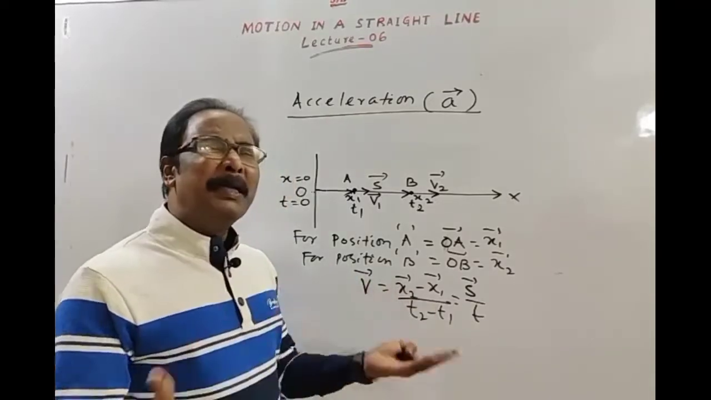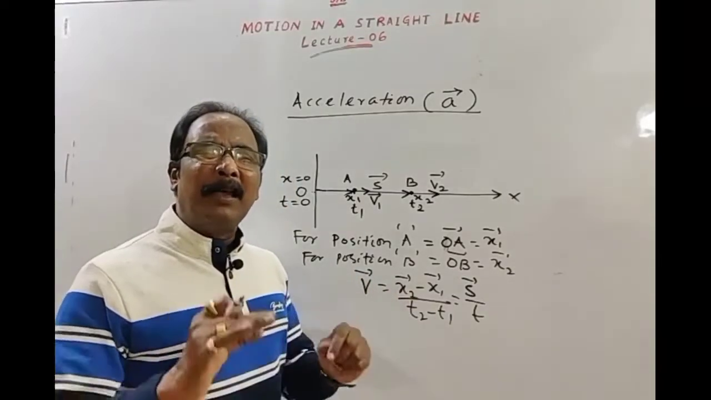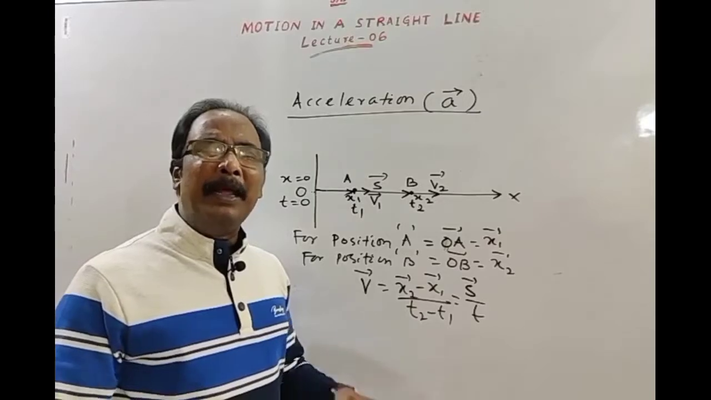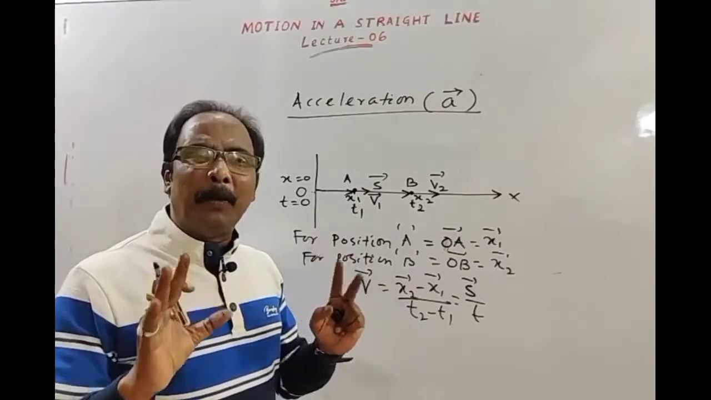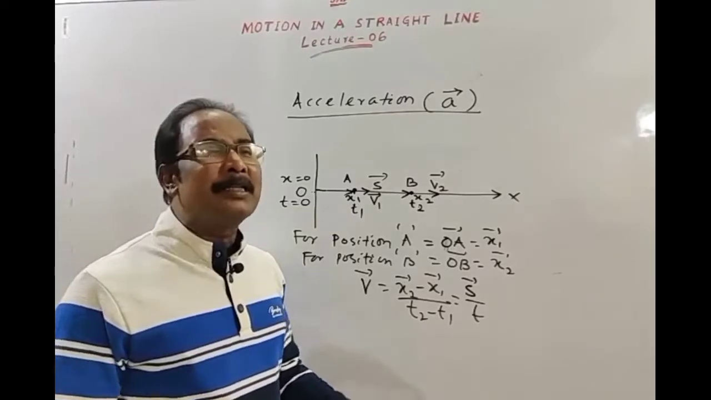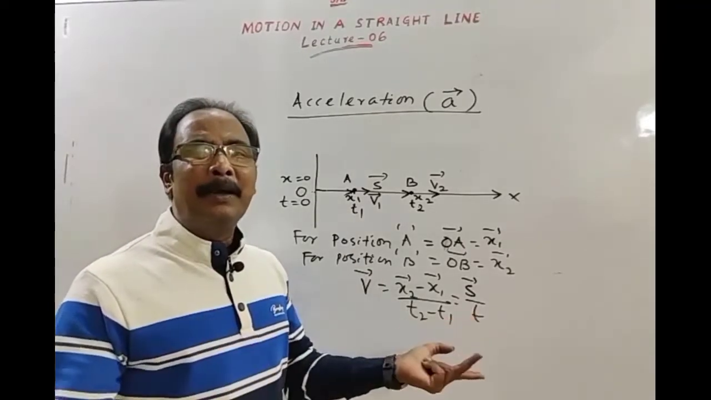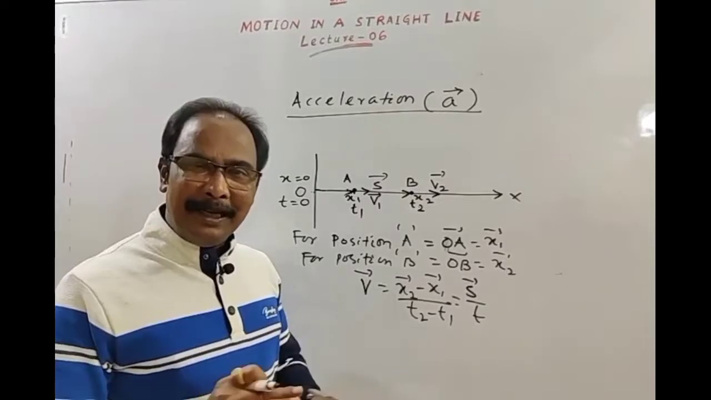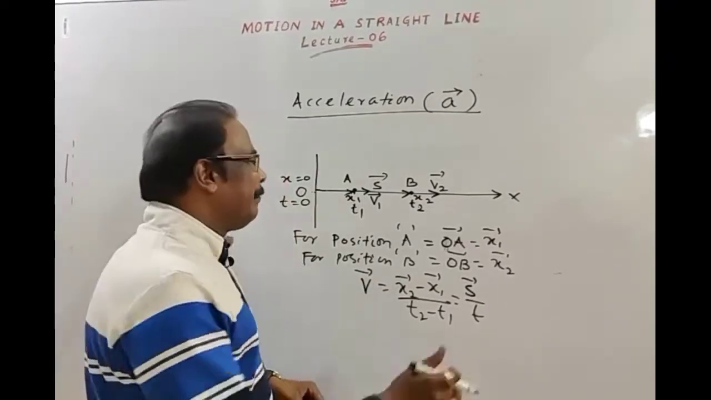So we may say in a simpler way, acceleration is produced whenever there is a change in velocity. Velocity is produced when displacement changes. Acceleration is produced when velocity changes. In a very simple way.